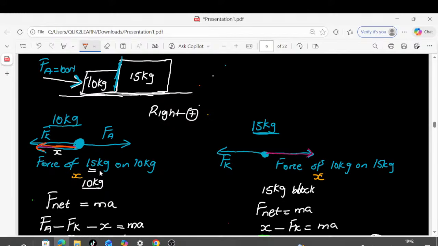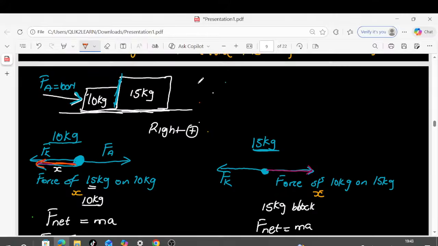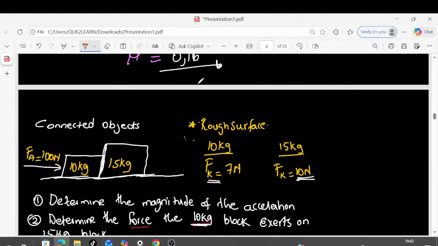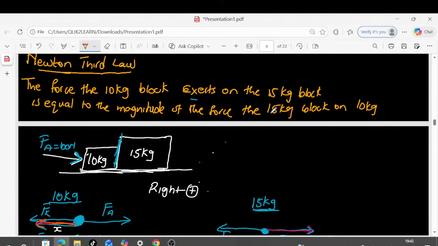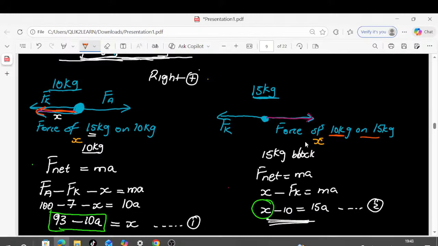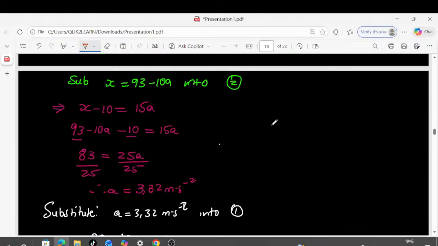That is the force of 10. They are looking for what? The one that is going to the left is the force of 15 kg on the 10 kg. We are not looking for this. Look at the question: calculate the force of the 10 kg on the 15. And we said the 10 kg on the 15 is this one. Where is this going? To the right. If you say left, you're going to lose a mark.